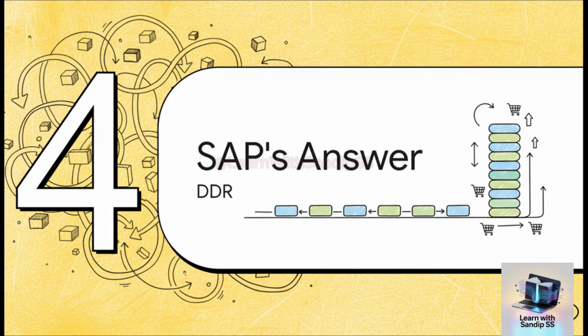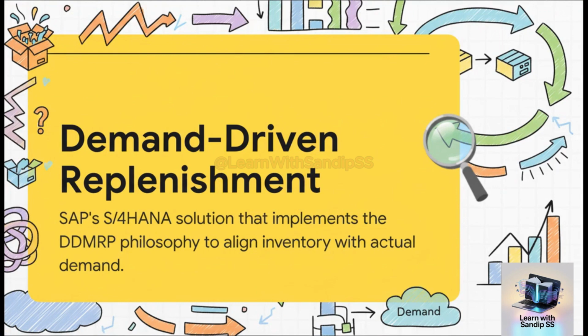Okay, so that all sounds great in theory, right? But how do you actually do this inside a real system like SAP? Well, that's exactly where SAP's Demand-Driven Replenishment, or DDR, enters the picture. Think of DDR as the practical, hands-on toolkit that brings that DDMRP philosophy to life in S4Hana. It's SAP's official solution for this, and it's even certified by the Demand-Driven Institute.